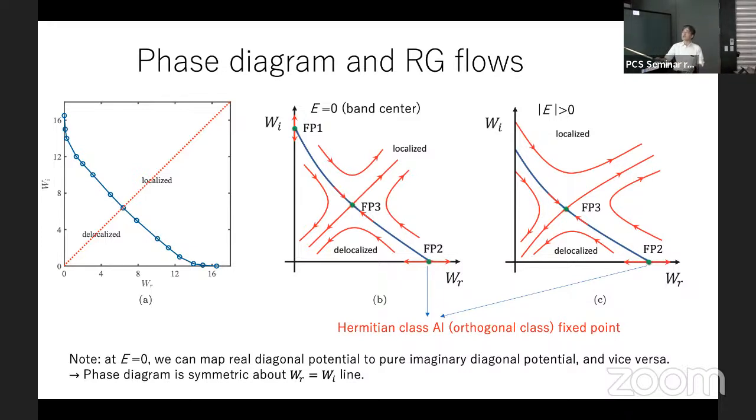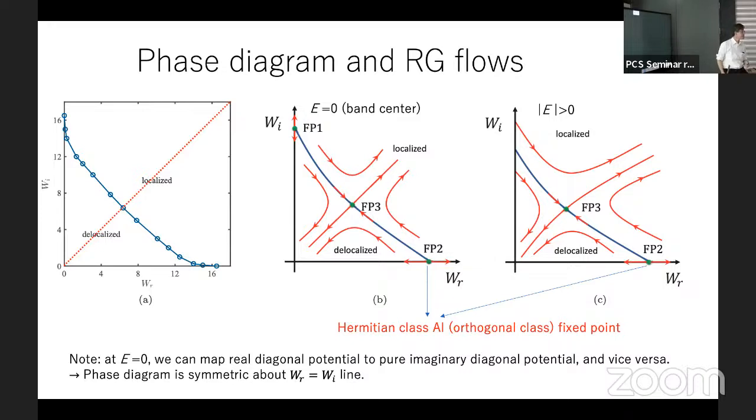And these points correspond to the Hermitian orthogonal class fixed point. And it's quite easy to prove that at energy equals zero, this phase diagram becomes symmetric.